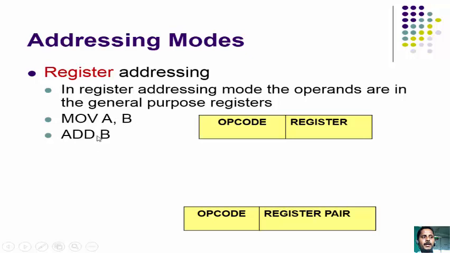Next example, ADD B. So ADD is the mnemonic for addition and B is the general purpose register. Again in the operand B register is there. So accumulator content plus B register content and result again in accumulator. Okay, so simple way to identify the addressing mode of the instruction: if you find the registers in the operand field, that instruction is from the register addressing mode.